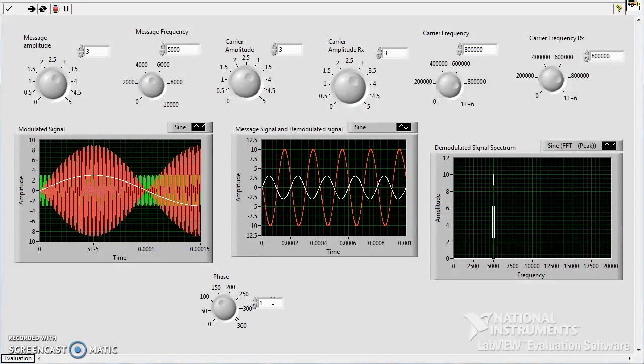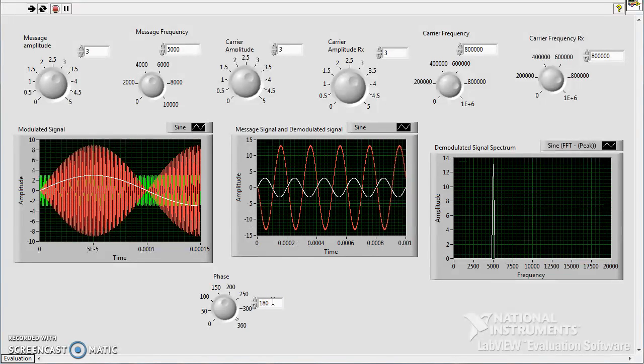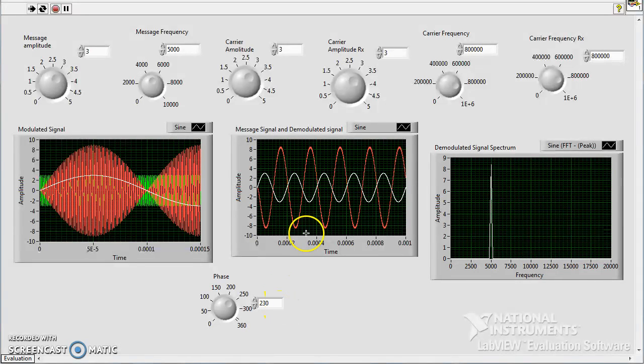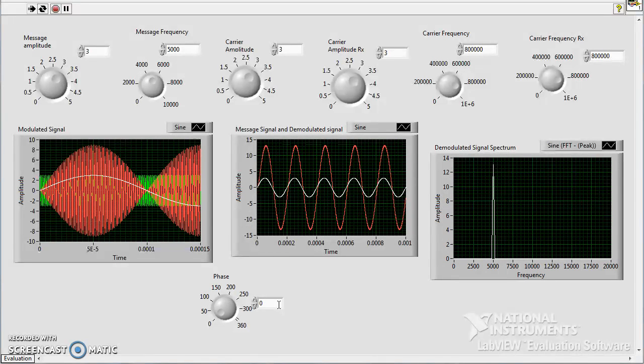Now let me make it 180. Yes, amplitude has been increased and it could be demodulated. For anything greater than 180, let me make it 30. Yes, once again it is phase shifted. So let me make it 360, which is nothing but 0 once again. Yes, you could demodulate, since the phase is 360 degrees, which is nothing but 0. Yes, we could demodulate the signal.